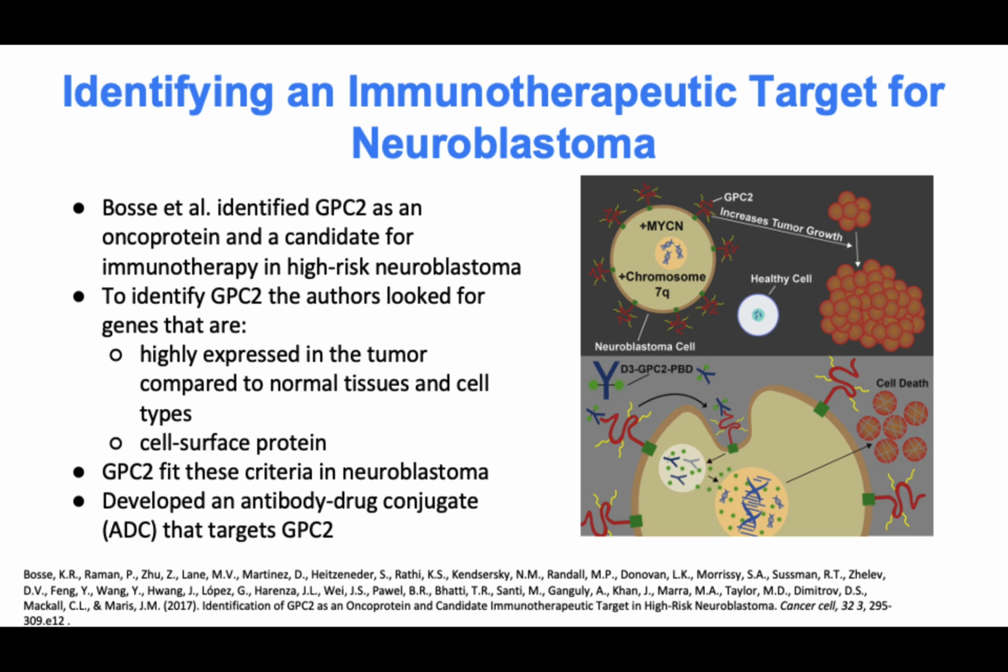And this algorithm was inspired by a study from the Morris lab out of UPenn, in which they identified GPC2 as an oncoprotein and a candidate for immunotherapy in high-risk neuroblastoma. And the two criteria they looked at when trying to identify genes for this were those genes that were highly expressed in the tumor compared to normal tissues and cell types, in this case from GTEx, as well as those genes that encode for cell surface proteins. So GPC2 fit these criteria, and they were able to successfully develop an antibody drug conjugate, or ADC, that could target the GPC2 and selectively kill those cancer cells.